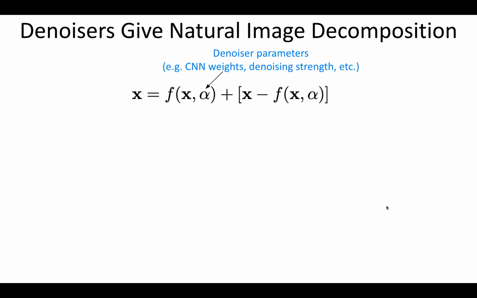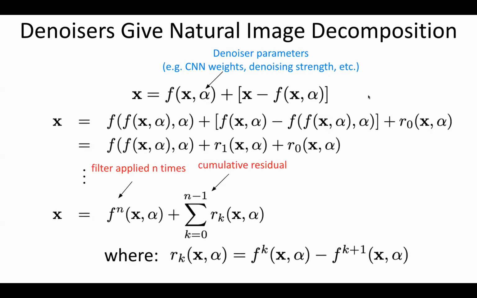Now, let me be a little bit more general and think about the denoiser as a function of a bunch of parameters. For example, you can define the denoiser as a trained CNN, in which case this alpha would be the CNN weights that you're going to train for. Or it could be that you have a parametric or some other form of denoiser where you just have a bunch of control parameters that control the strength of the denoiser, and those could be the values in alpha, or any of the above. So in any event, I can write x equals f of x alpha plus the residual the same way. I've just added the parameter alpha here.